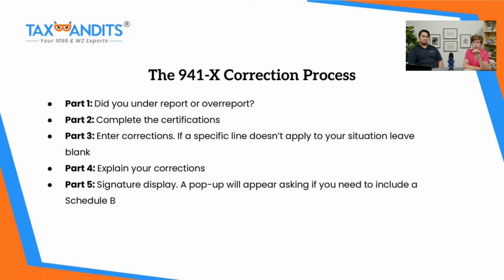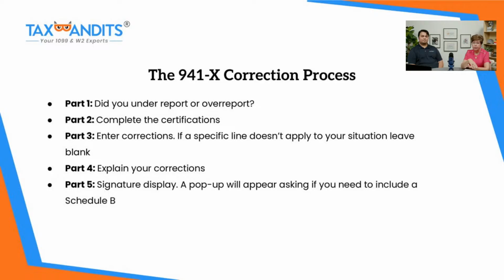Part 3, under correction, this is where you're entering your actual corrections, and there's a column for what was originally reported and then a column for what should have been reported. There are a lot of different sections there. If a certain line doesn't apply to your situation, you're just going to leave that blank and move on. The form also gives you a nice little area where you can explain your corrections, like I had a terminated employee, then I forgot to add their wages on my 941. This is where you would put that information.